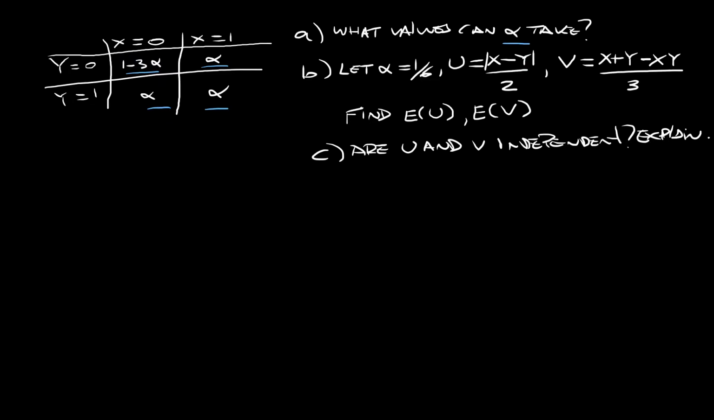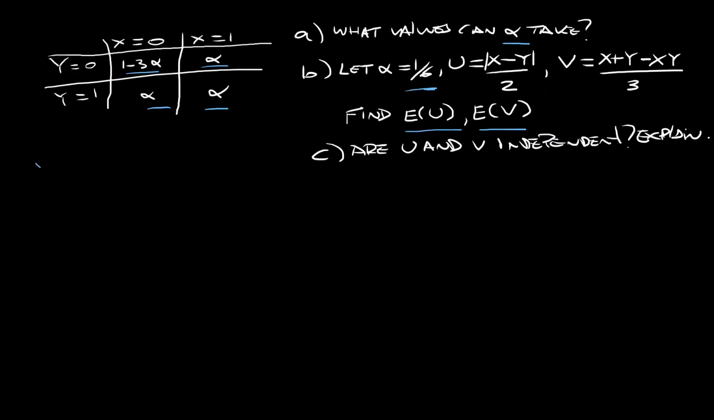The second problem, they tell you 3 things. The first one is that alpha is equal to 1/6. U is this expression, the modulo of x minus y divided by 2, and then you have this expression for v. You are asked to find the mean for u and the mean for v. So how do you solve this? Well, the first thing is, if they're already telling you that alpha is equal to 1/6, you can go directly to the table and put those values in.